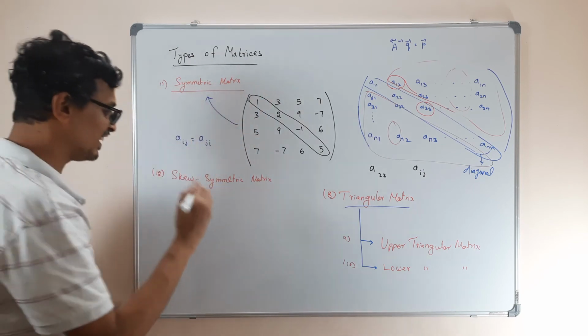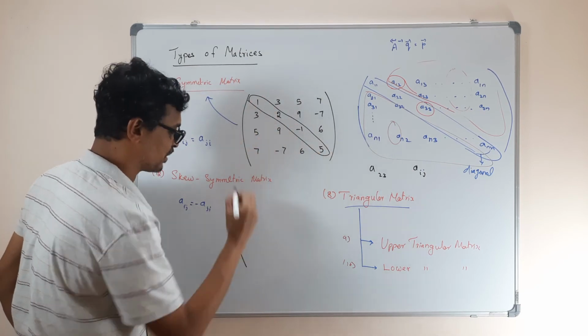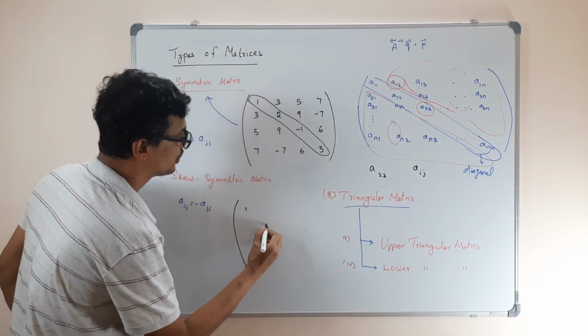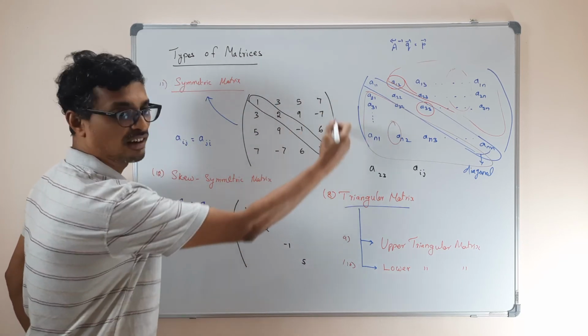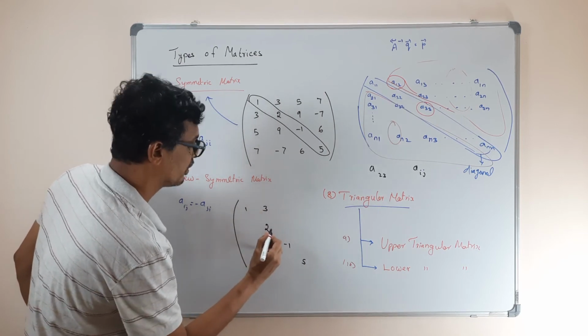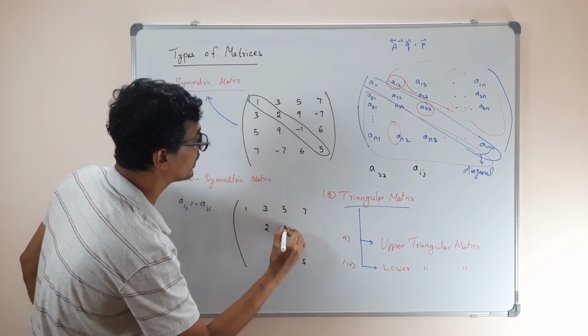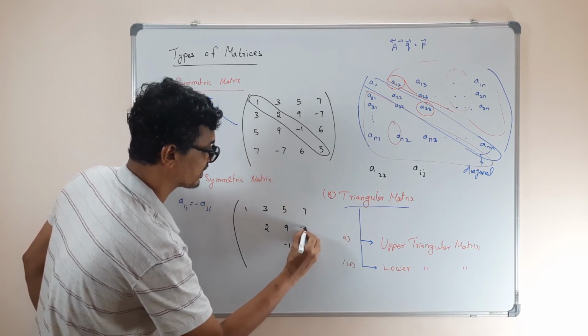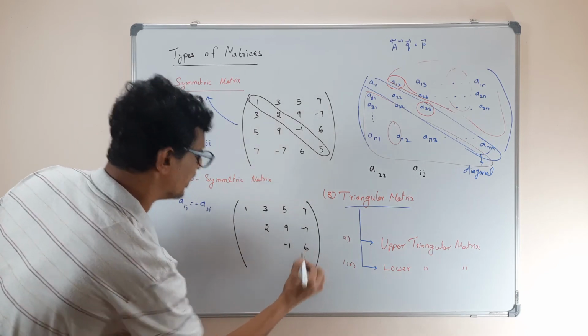Let us write down the same matrix as a skew symmetric matrix. First, let me write down the diagonal elements: 1, 2, minus 1 and 5. Let me write down the upper triangular elements. This is 3, 5, and this is 5, 7, 7, and here it is 9, minus 7. Minus 7. So for this matrix, oops, sorry, here 6 is there, right?